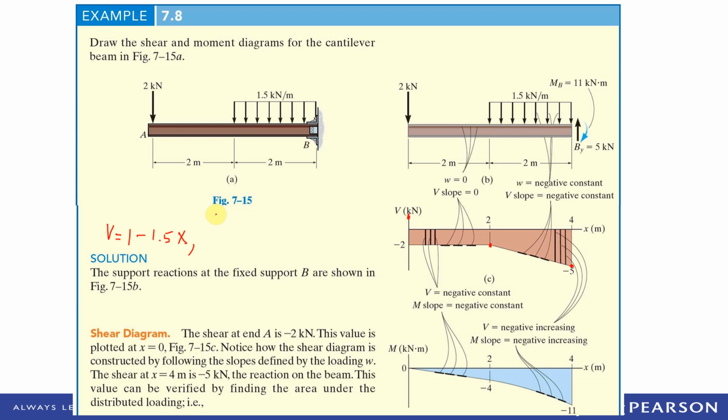So dM dx equals, it's going to start at negative 4, by the way. That's a constant of integration. Equals 1 minus 1.5 x. Integrating this, M equals x minus 0.75 x squared.